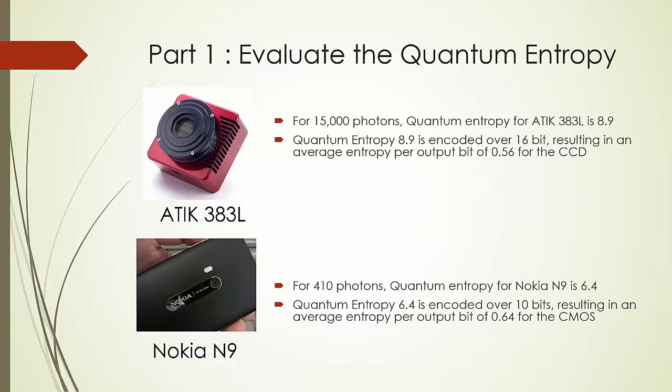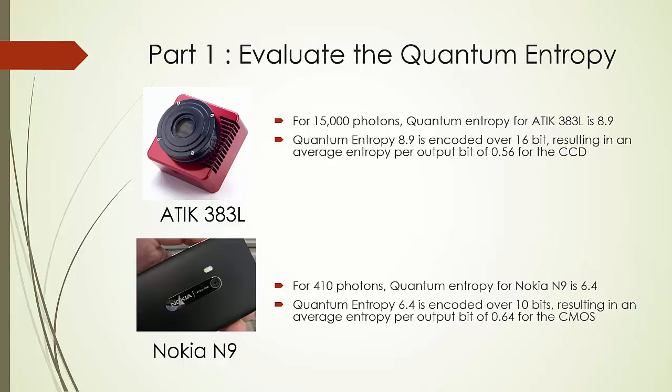So in part 1, when we were evaluating the quantum entropy, the quantum entropy for ATIK383L was 8.9, and again we used the equation we mentioned earlier. And the quantum entropy 8.9 was encoded over 16 bits, resulting in an average entropy per output bit of 0.56 for the CCD sensor.